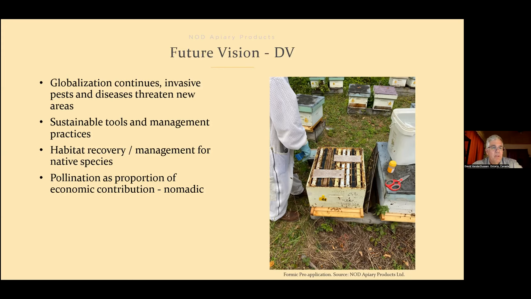And then just to note that pollination as a proportion of economic contribution is going to continue to grow. And beekeeping is one of the few farm practices that's likely to remain nomadic, because we can pick up our colonies, take them different places. A lot of beekeepers in the US, they don't even want a honey crop. They just raise bees, they spend a lot of their life in hotel rooms, and they move from crop to crop. And then for the winter, they might have a home base. But it's one of the few growing nomadic lifestyles in the world. Same with Australia, actually. There's a lot of nomadic beekeepers in Australia.